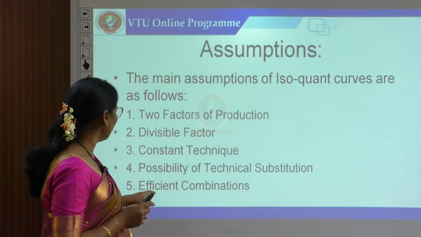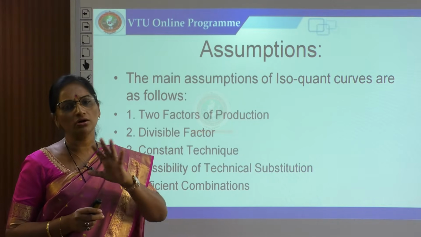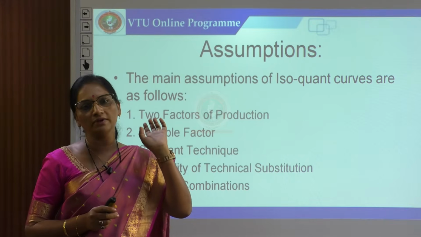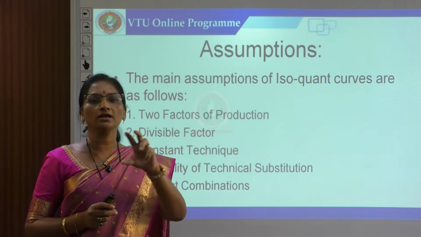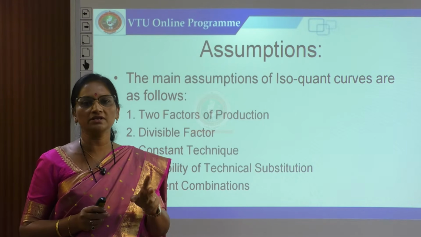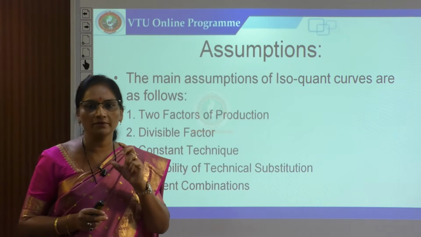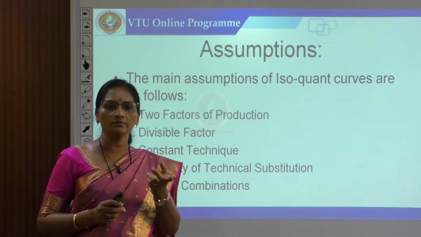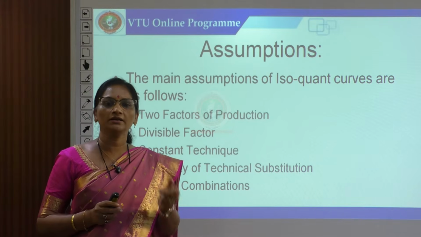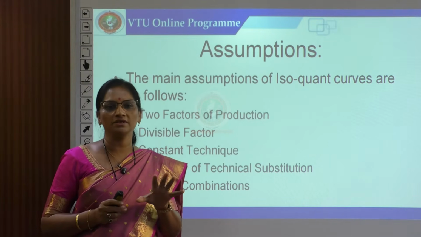And the fifth one is efficient combinations. It assumes that all the combinations are giving the same level of output. It means that all the combinations are equally efficient. There is no difference in the efficiency of one combination to another combination. For example, if it is labor oriented, means labor is more, capital is less, and capital is more, labor is less. Both the combinations are equally efficient here.